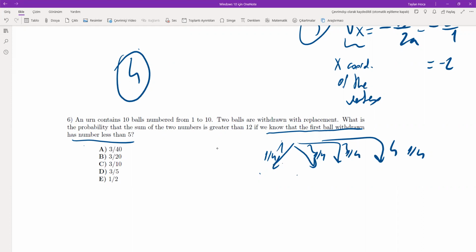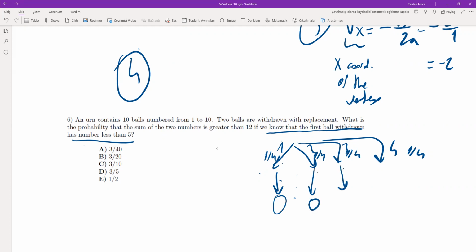Okay. So it's like this in this question. What's the probability that the sum of the two numbers is greater than 12 if the first one is 1? What do you think? You can't have it because the maximum number is 10, right? So 0. Same thing for 2, 0.